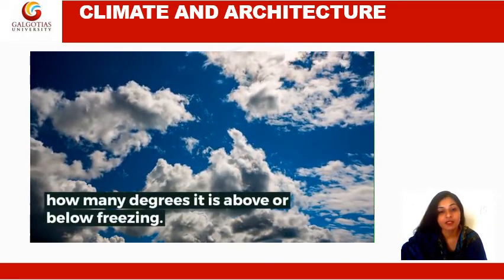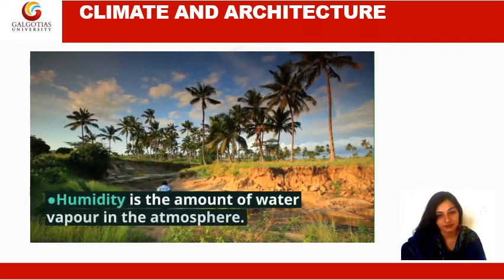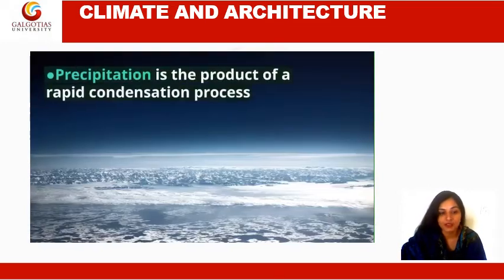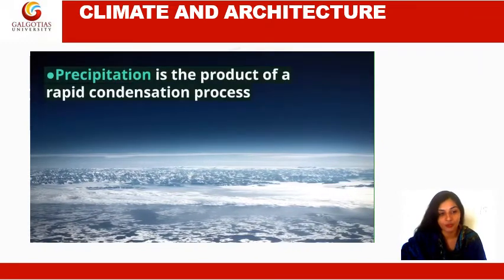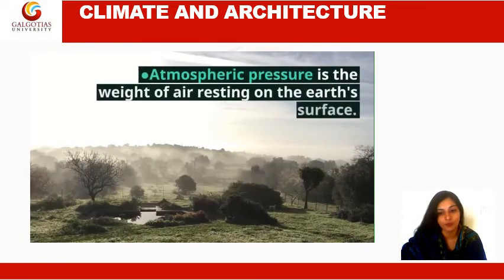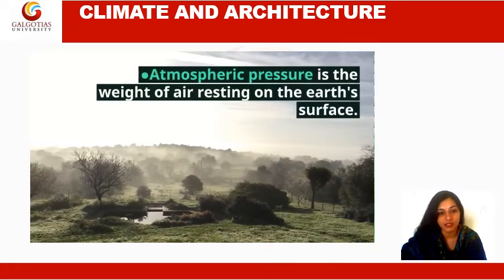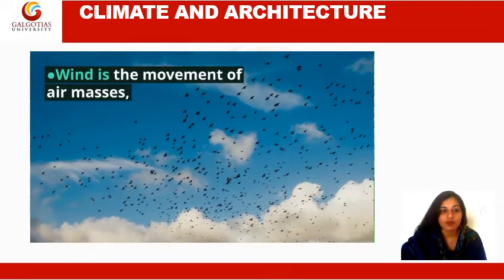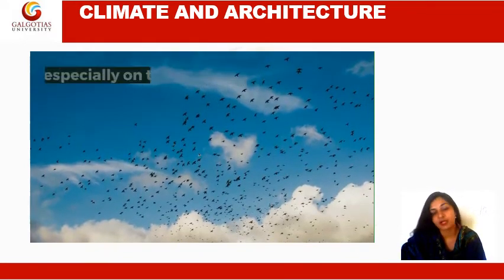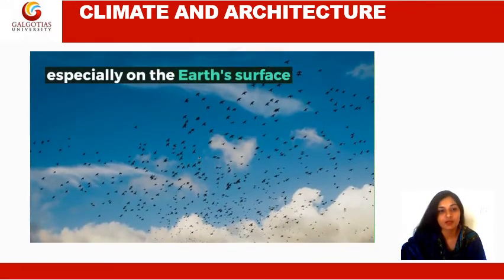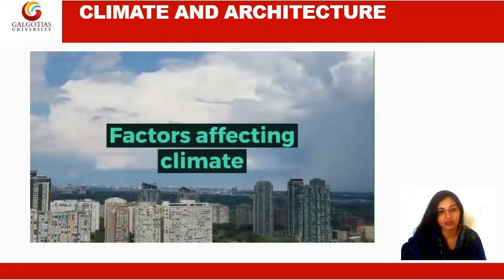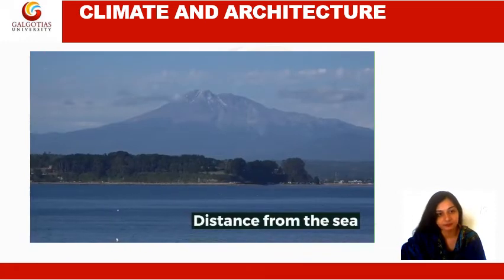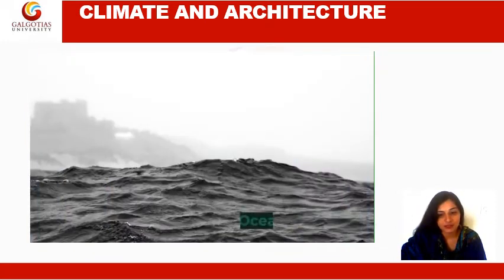Elements and factors of weather are, we already discussed. Temperature is how hot or how cold, how many degrees it is above or how many degrees it is below freezing. And humidity is the amount of water vapor. Precipitation is a product of rapid condensation process or rainfall. Atmospheric pressure is the weight of air resting on the earth's surface. Wind, the movement of air masses, especially on the earth's surface.